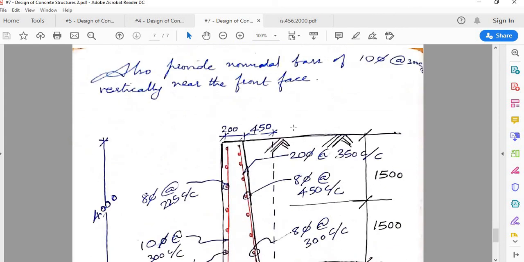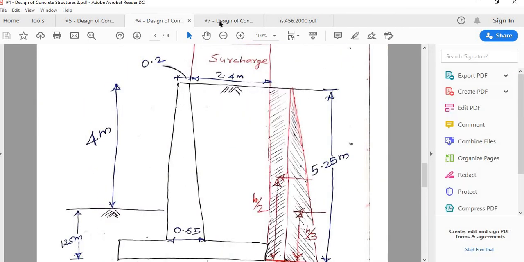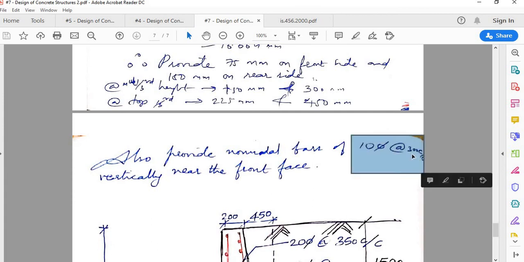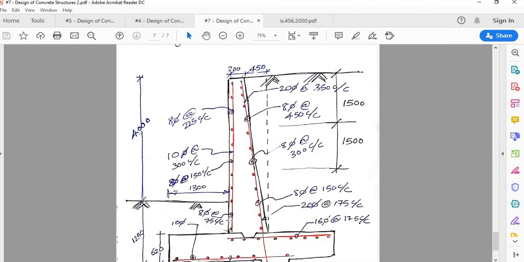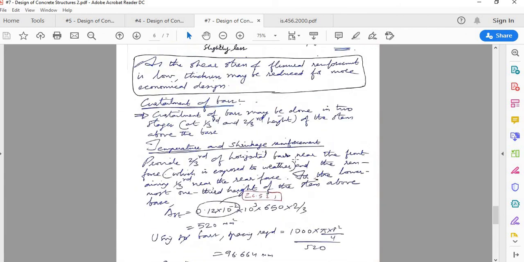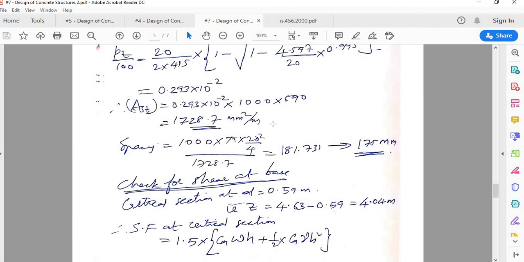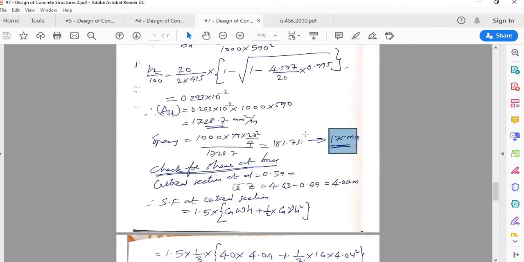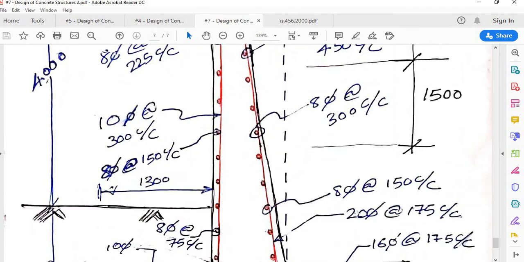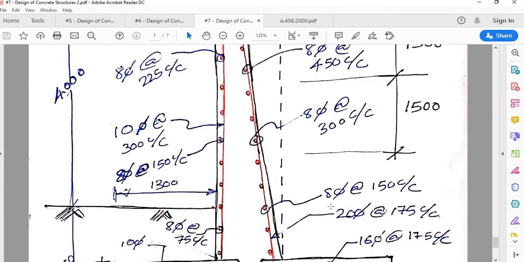And also we said that at the vertical face we had to provide nominal reinforcement. So let us provide 10 dia at 300 center to center on the vertical face. So that is this reinforcement. So this is the vertical reinforcement, 10 dia at 300 center to center. Now on the tension side, we had obtained a reinforcement of 20 dia at 175 cc. So that is this particular reinforcement, 20 dia at 175 cc.